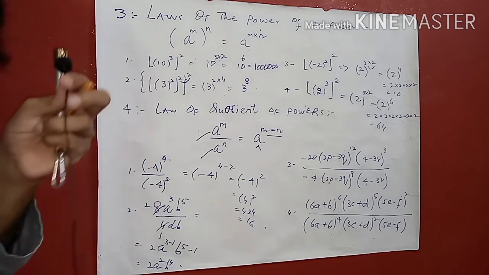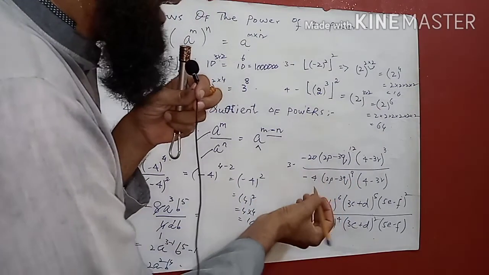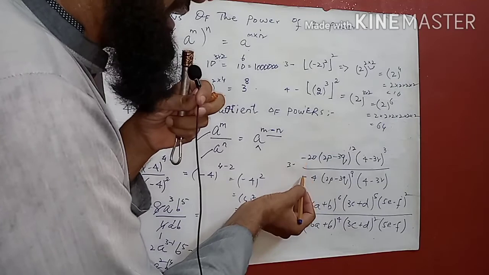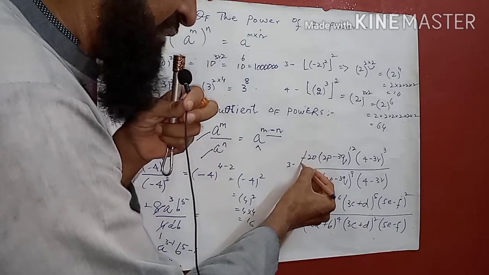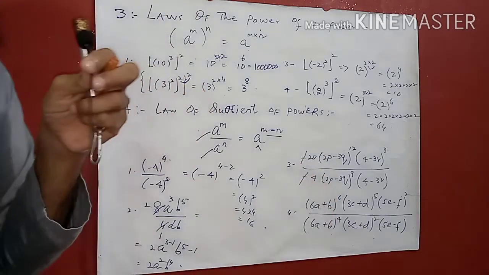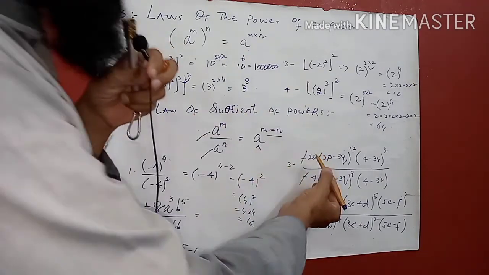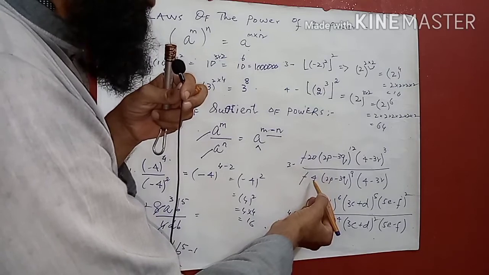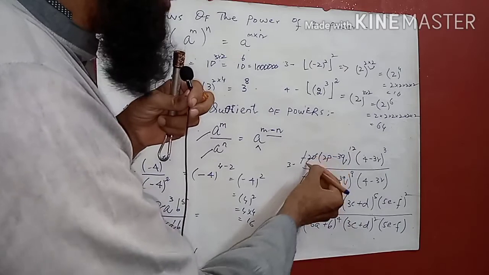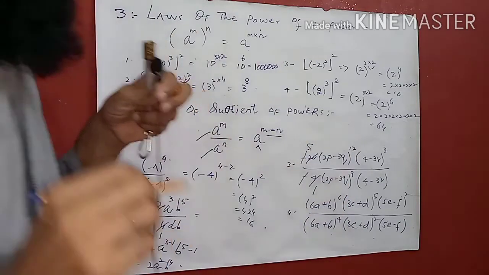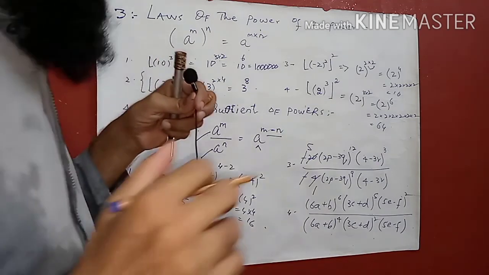Now come to question number 3. In question number 3, both the numerator and the denominator contain the negative sign. First we cancel this negative sign, minus and minus. Then we look at the question: 20 in the numerator and 4 in the denominator. Both are multiples of 4. Therefore, 4 ones are 4 and 4 fives are 20. The simplified number is 5.